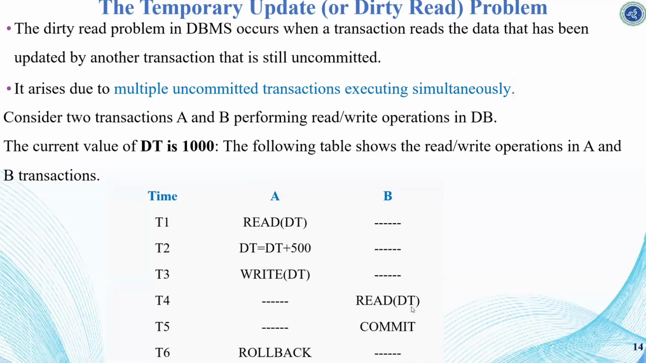That is 1500. That is what is called the dirty read problem. So here B has read a wrong value which is of A.